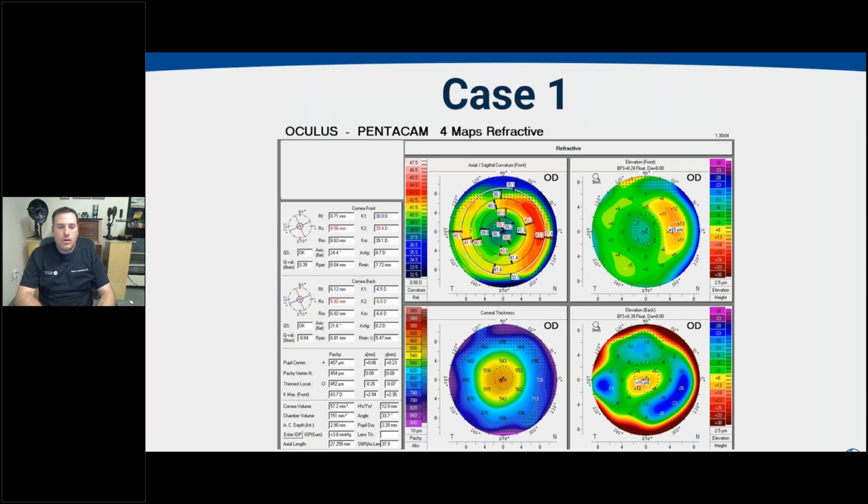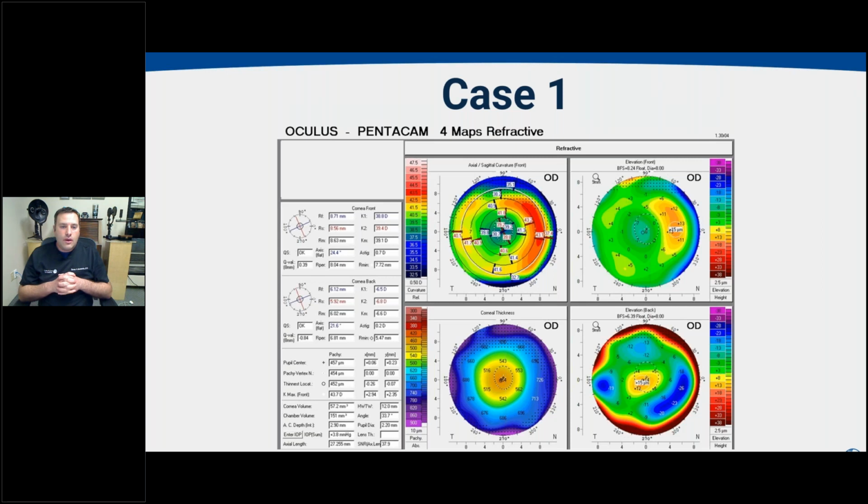This is the most typical maps that at least people usually start with, which is an axial curvature map at the top left, an anterior elevation map at the top right, posterior elevation in the bottom right, and a corneal thickness map, which allows you to look at a corneal thickness profile in the bottom left. And this is usually a good starting point. You can then customize your color scheme. You can customize how detailed you want it. In general, at least in the axial maps, we try to keep it about at half diopter steps, but you can go lower than that or higher than that.